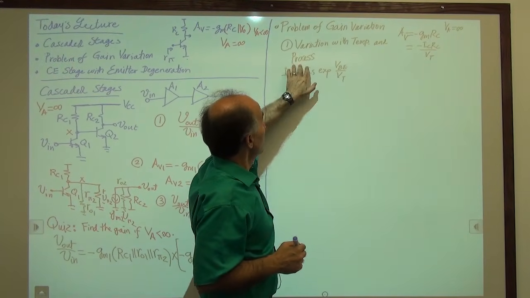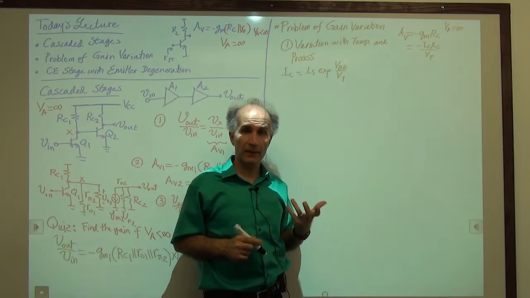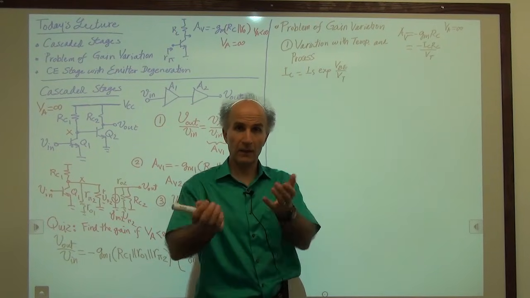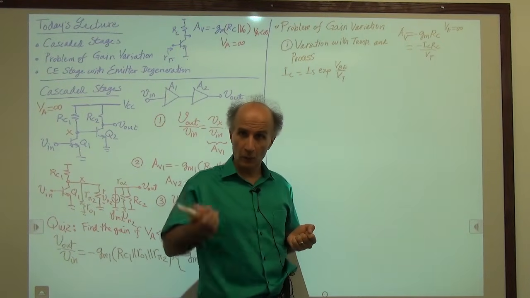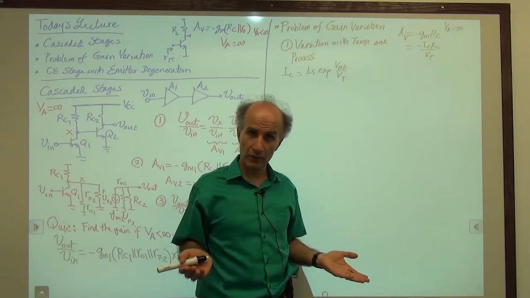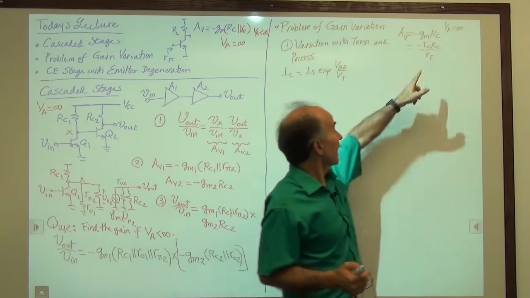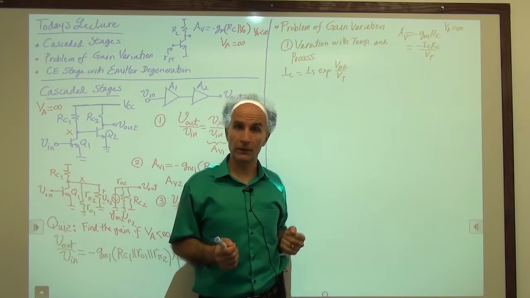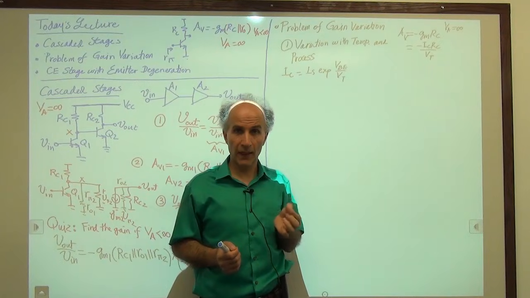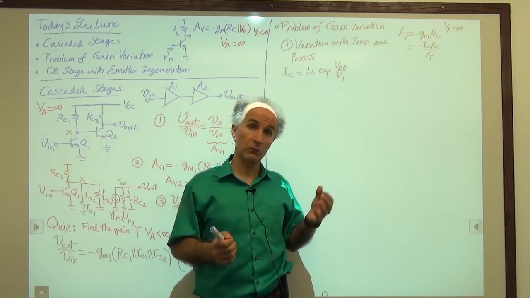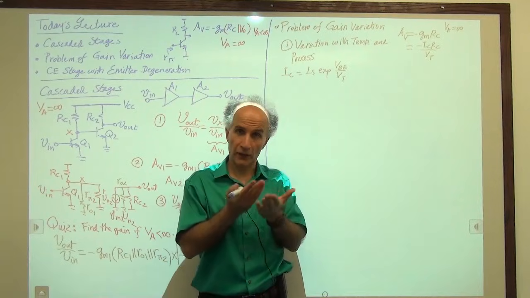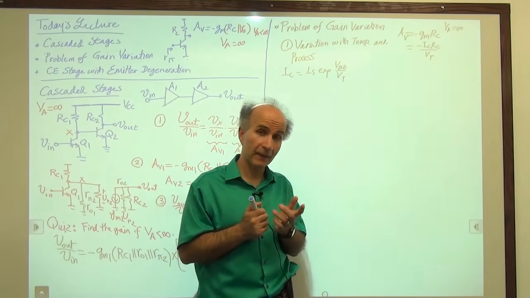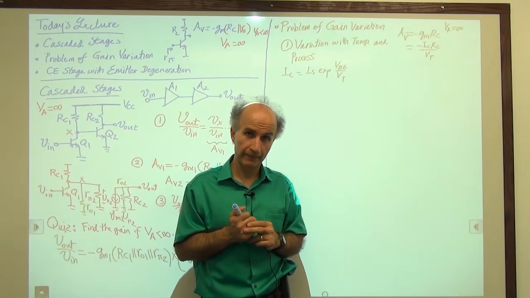Variation with temperature. Now, what do we mean by variation with process? Well, process means the fabrication, the manufacturing process. So if I give you 10 of these common emitter amplifiers, will all of them have the same gain, even at the same temperature? No, because this value RC, this resistor, however you build it, has some variability to it. If you buy discrete resistors, they have a tolerance of 5%, maybe 1%. If you build the resistors on a chip, on a microchip, then the variation is even more. So we cannot guarantee that RC is precisely what we want.